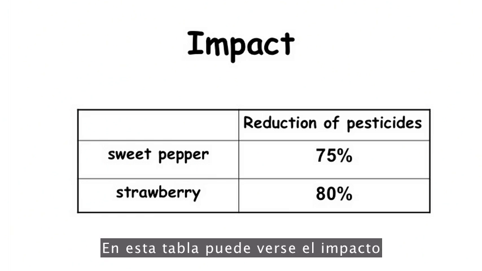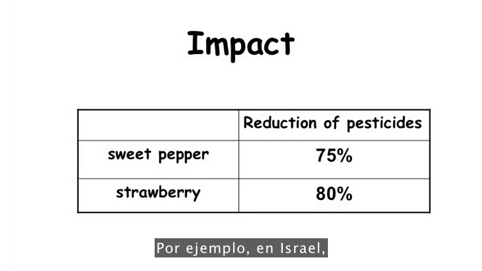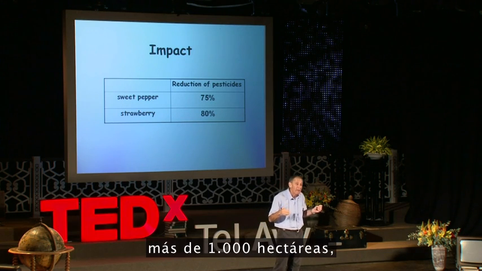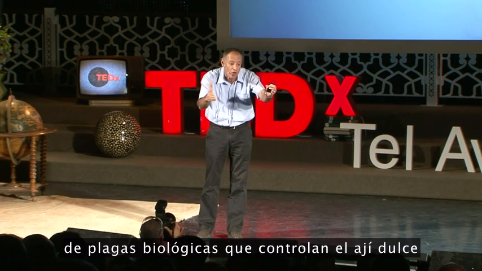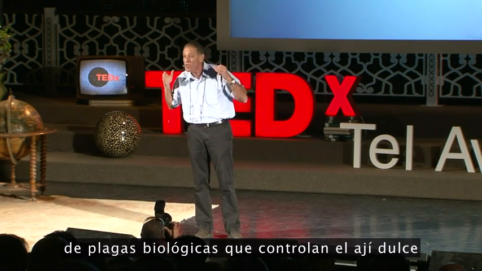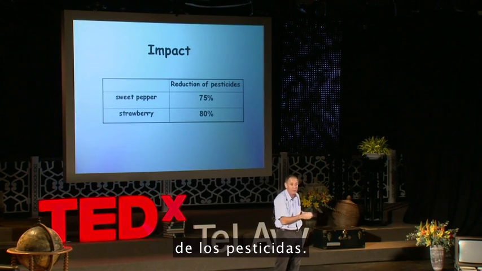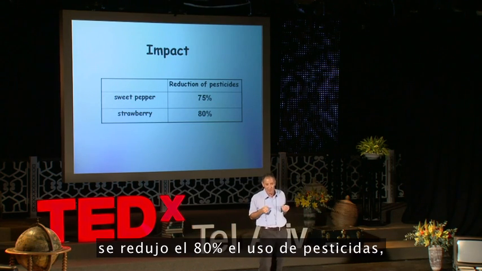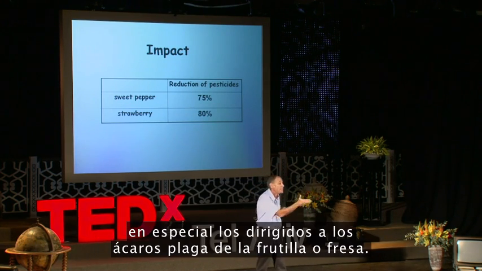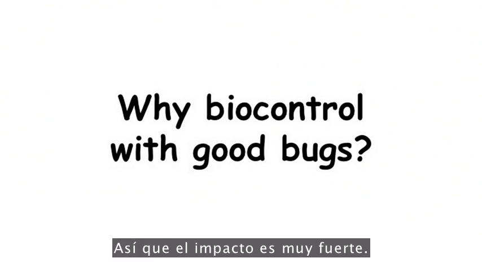In this table, you can actually see the impact of successful biological control by good bugs. For example, in Israel, where we employ biological pest control on more than 1,000 hectares, 10,000 dunams in Israeli terms, in sweet pepper under protection, 75% of the pesticides were actually reduced. And in the Israeli strawberries, even more: 80% of the pesticide, especially those aimed against pest mites in strawberries. So the impact is very strong.